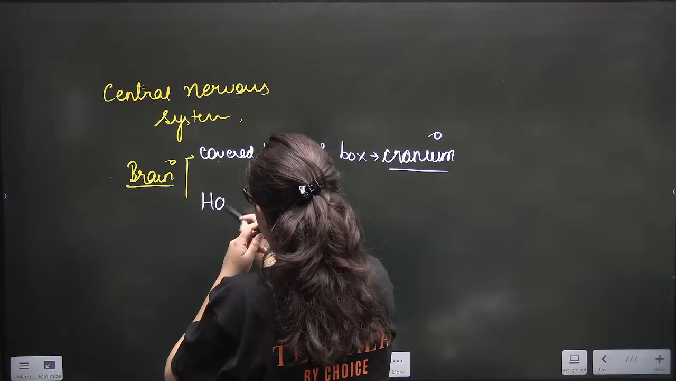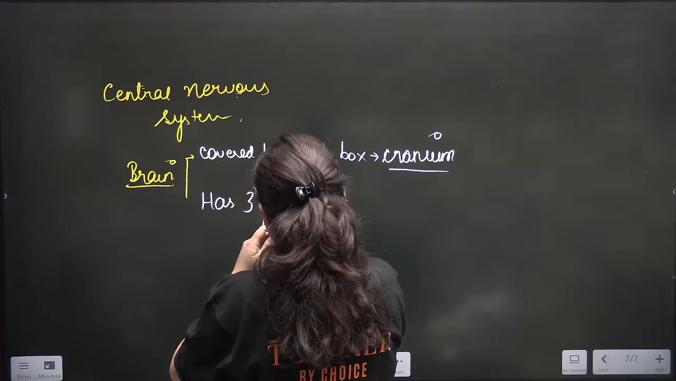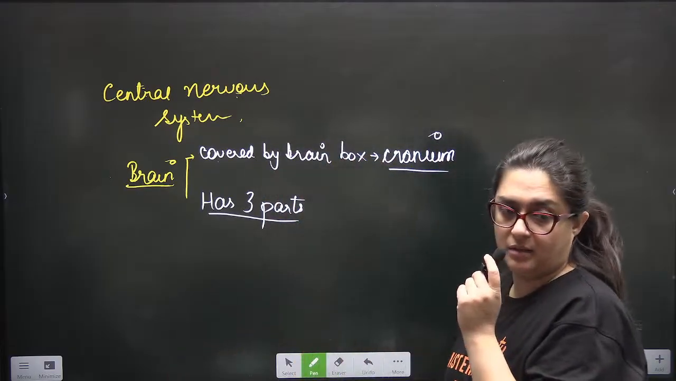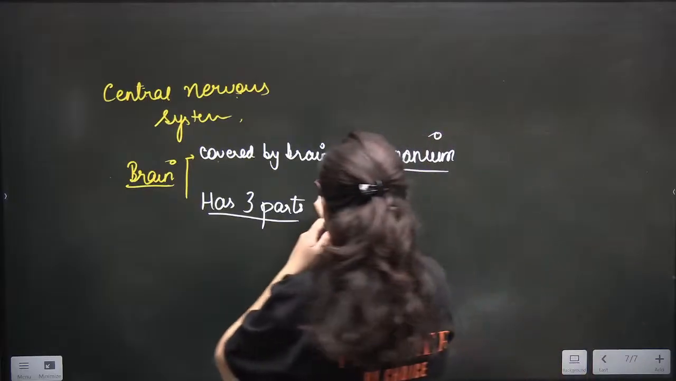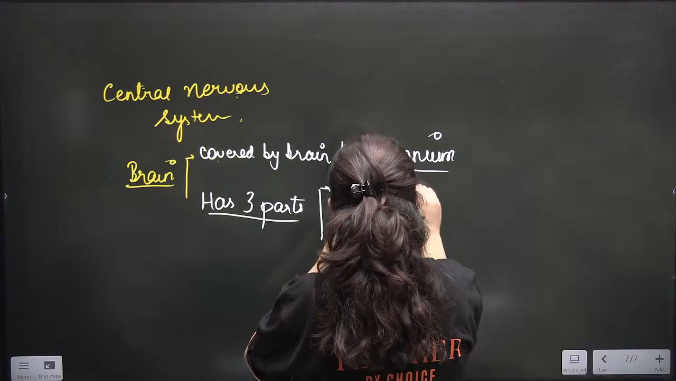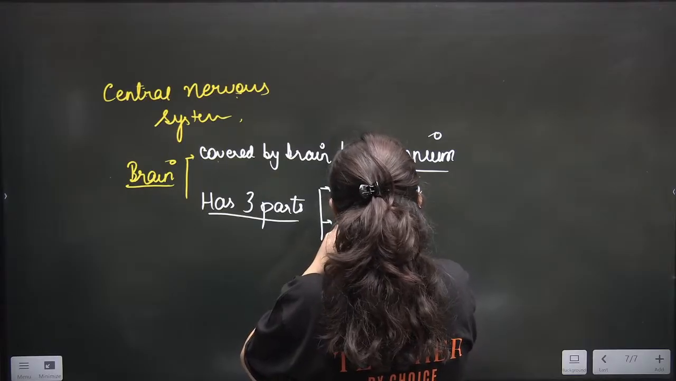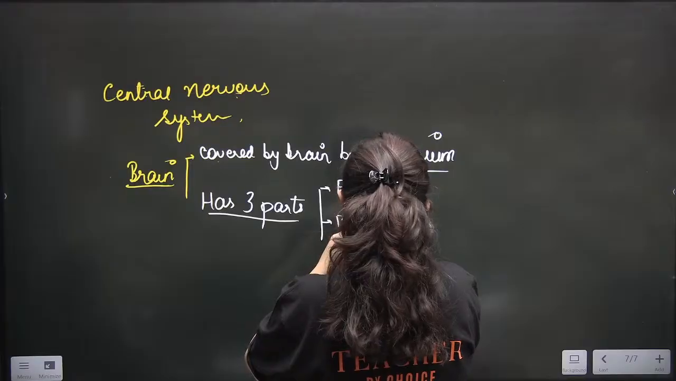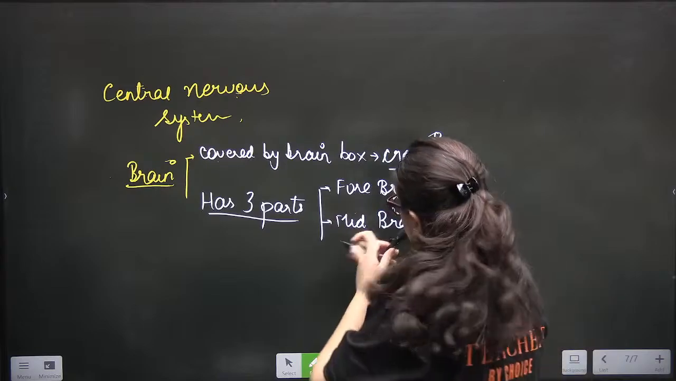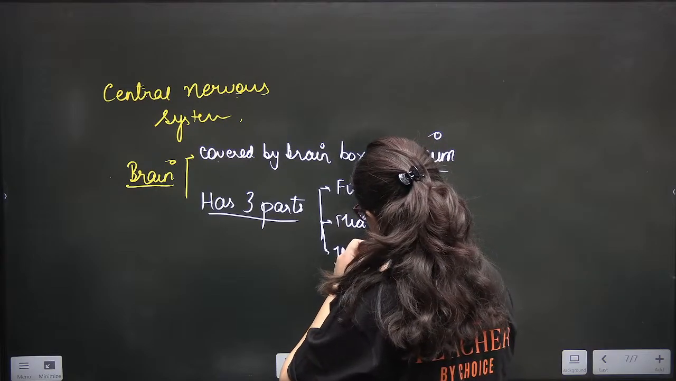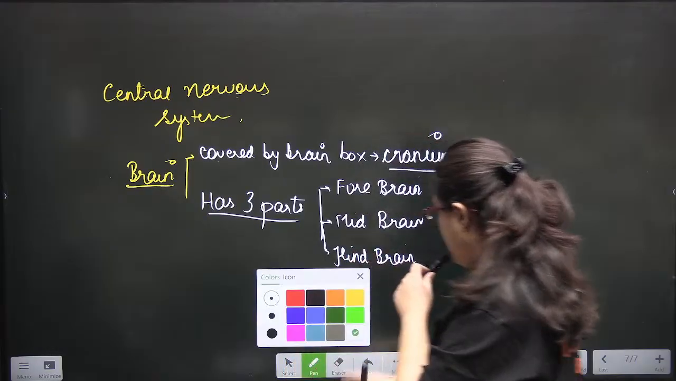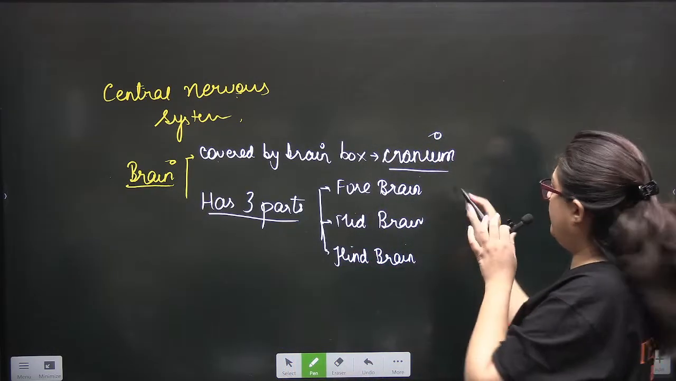The complete brain is divided into three parts. What are they? Forebrain, midbrain, and hindbrain. Done?